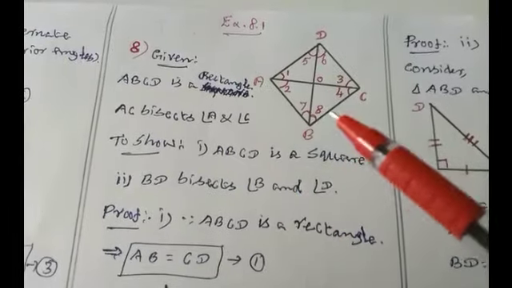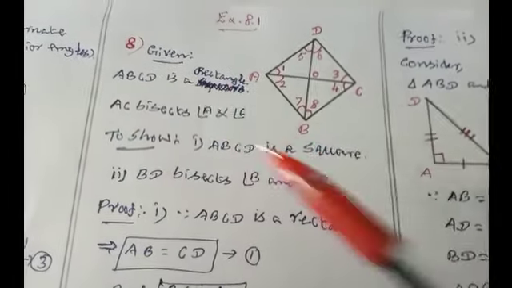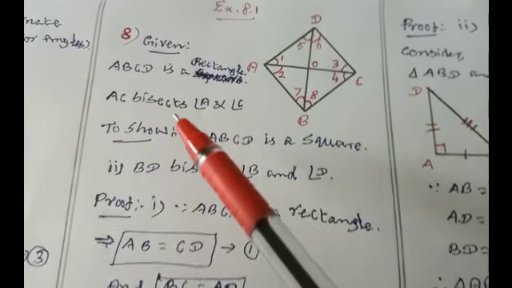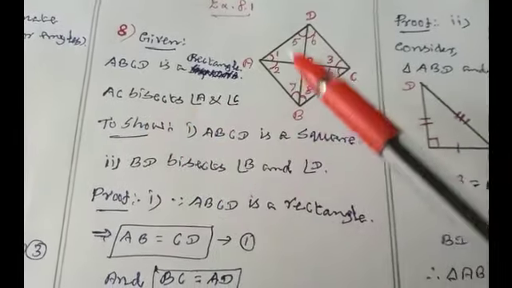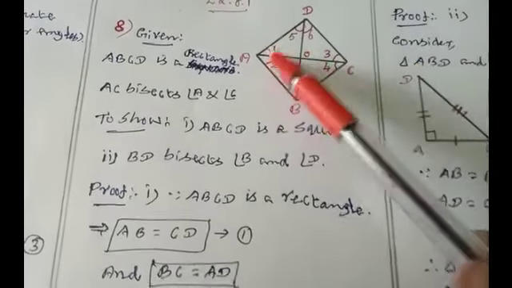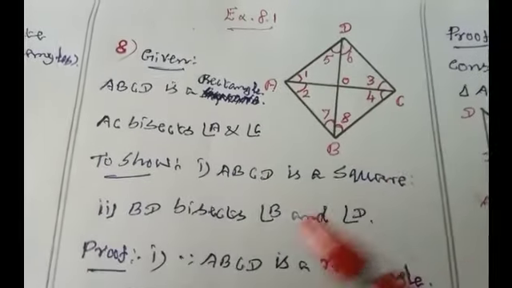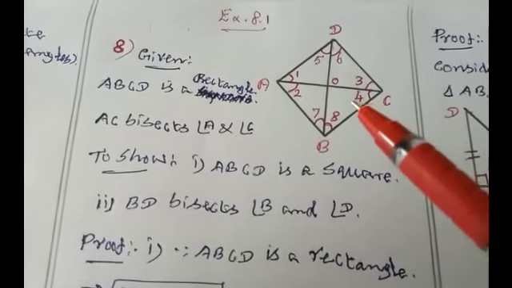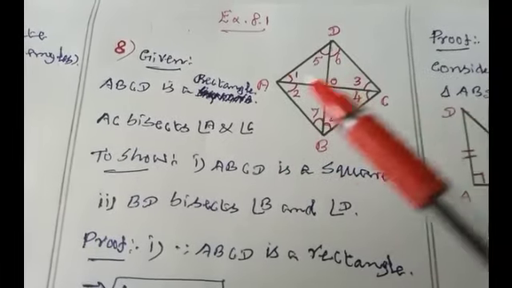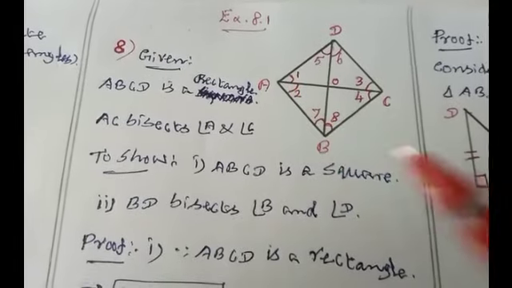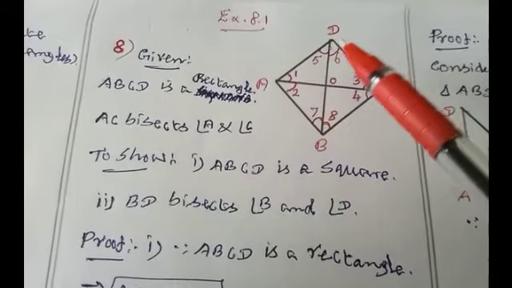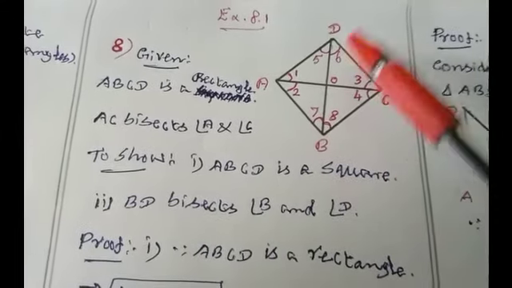Question number 8. It is given that ABCD is a rectangle. Okay, it is a rectangle. Now AC bisects angle A and angle C. Now we have to prove that ABCD is a square. So property of a square is all the four sides are equal and each angle is 90 degree. Okay. Second subdivision is we have to prove BD bisects angle B and angle D.